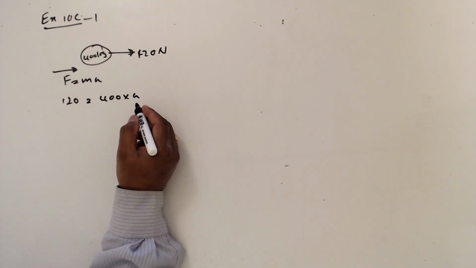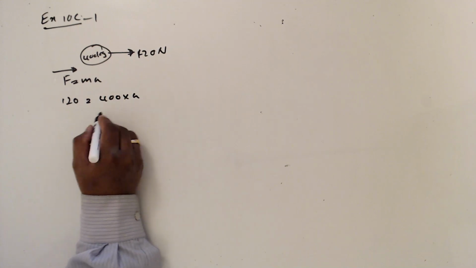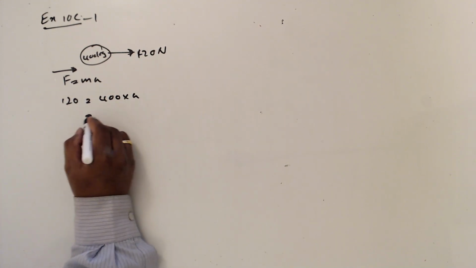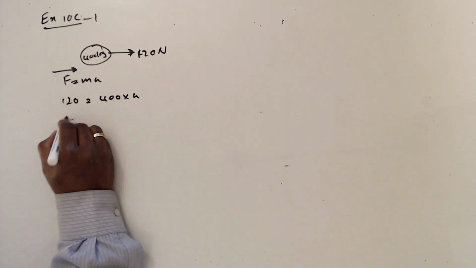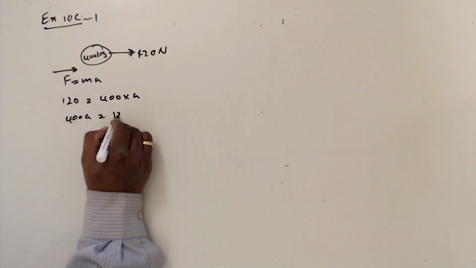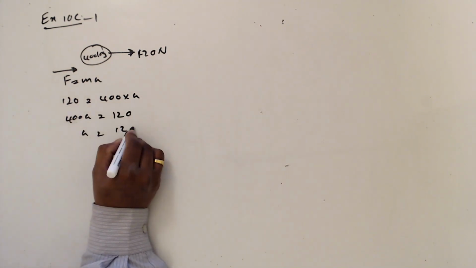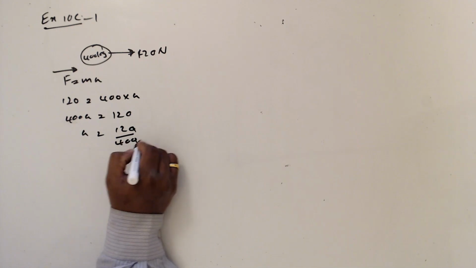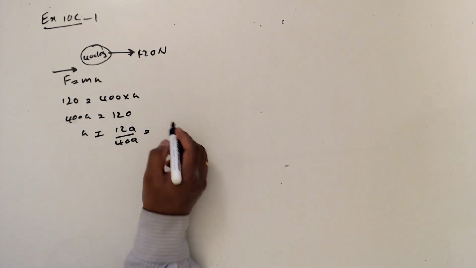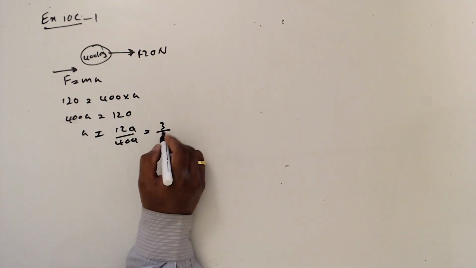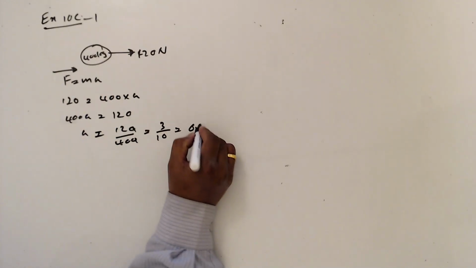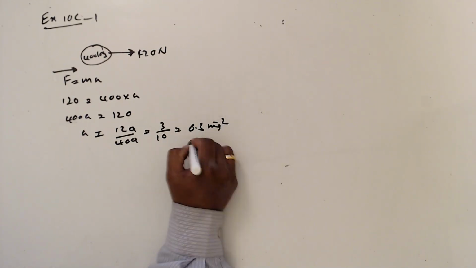So we need to find the acceleration. So a equal, rewrite this one, 400a equal 120, a equal 120 divided by 400, 0.3 m/s^2.